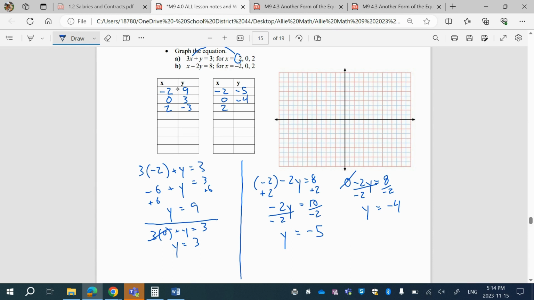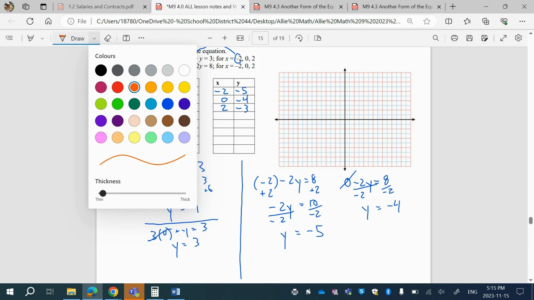So now you can see the next one's going to be negative 3. See the pattern. We could check, does that work? 2 subtract 2y equals 8. We'd have to subtract 2 from each side. You get negative 2y equals 6. Divide by negative 2, divide by negative 2. And yes, you'd get negative 3.